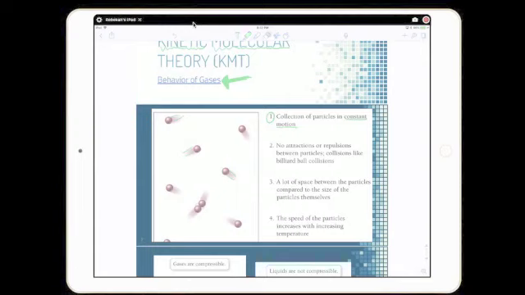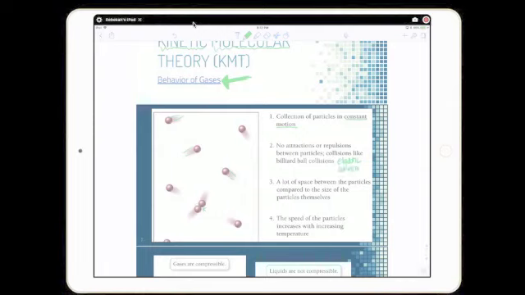The second one is that there are no attractions or repulsions between the particles. So when they hit, like billiard balls, they don't stick together, and they don't actually repel each other. They just hit and transfer their energy to the next particle. This is called an elastic collision.